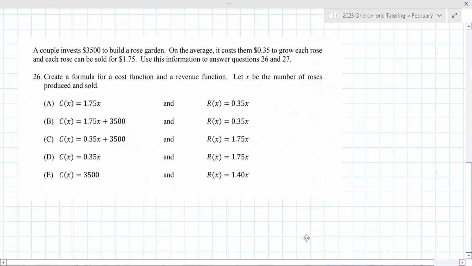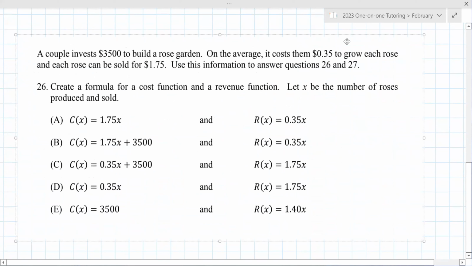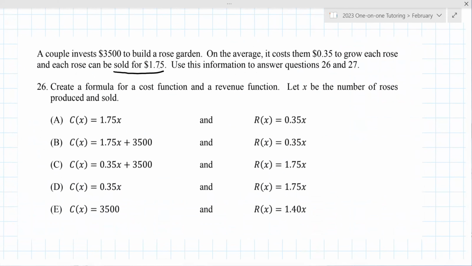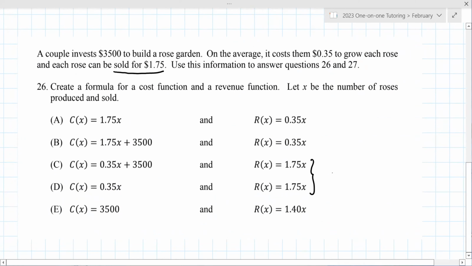Okay, a couple invests $3,500 to build a rose garden. On average, it's 35 cents to grow each rose, and they can be sold for $1.75. So probably the profit, or I'm sorry, the revenue function is going to be the easier one, because every time you sell one, you get $1.75. So see how these are 1.75 times X down here on the right. Those tell you what you're going to get every time you sell one. And then we were just choosing between C and D here.